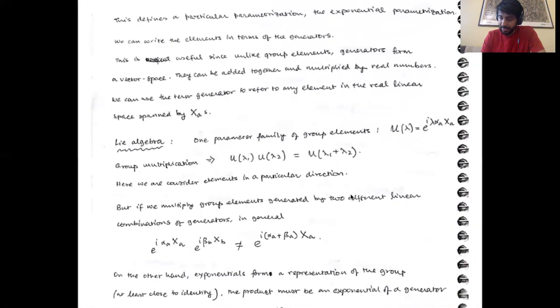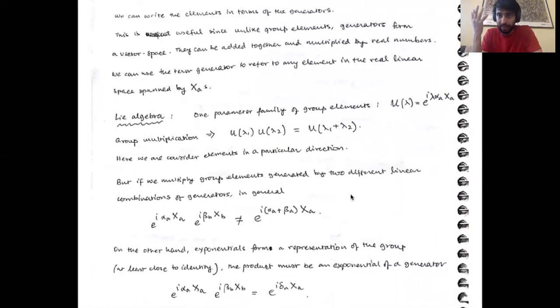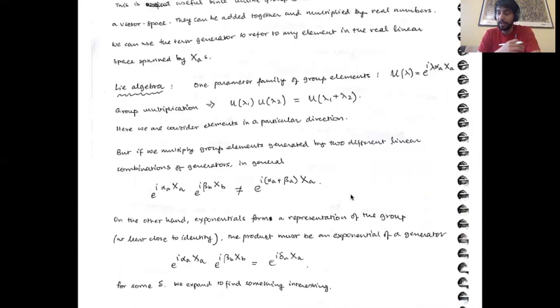Then we defined the notion of Lie algebras. Well, we didn't define it; we sort of tried to figure this out, to understand it better. If we looked at group elements generated by two different linear combinations of generators, in general these exponentials will not commute amongst themselves. On the other hand, these are at least close to the identity. Since these exponentials form a representation of the group, the product also has to be the exponential of a particular generator, because the group is going to close.